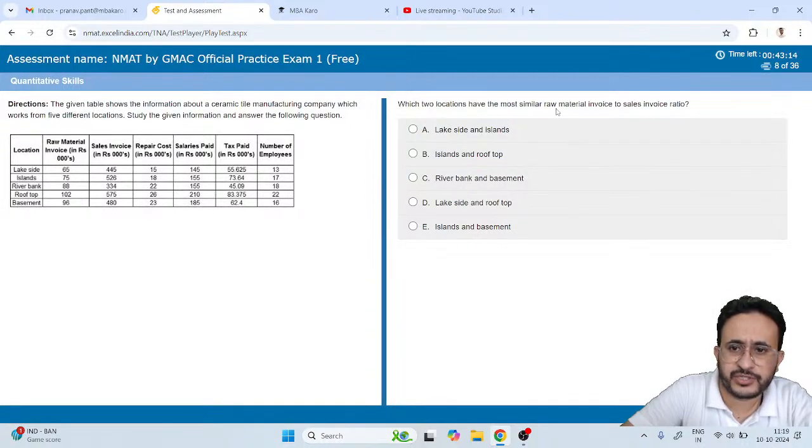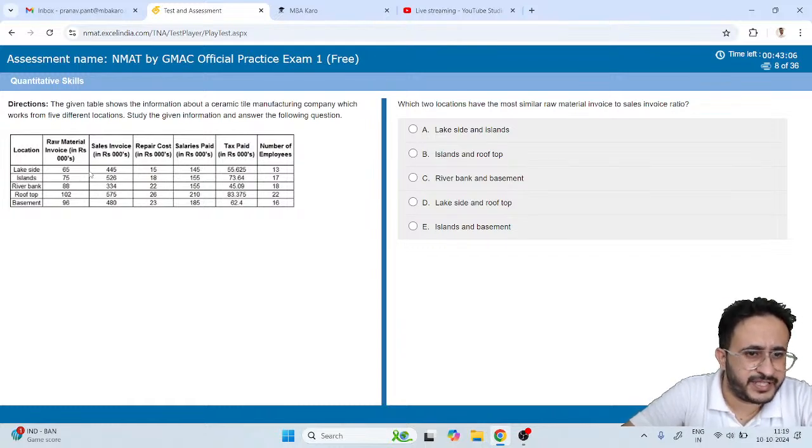Which two locations have more similar raw material invoice to sales invoice ratio? So raw material to sales invoice. Now rough calculation, 7 times. Second one also 7 times. 75 into 7 is 526. So Lakeside and Island could be one. 65 into 6 is 390. Okay, close to 7 times. This is 4 times. This is somewhere 6 times, 5 times. This is 5 times exactly. Somewhat 5 times, between 5 and 6. This is 4 times. So Lakeside and Island have similar, almost 7 times.